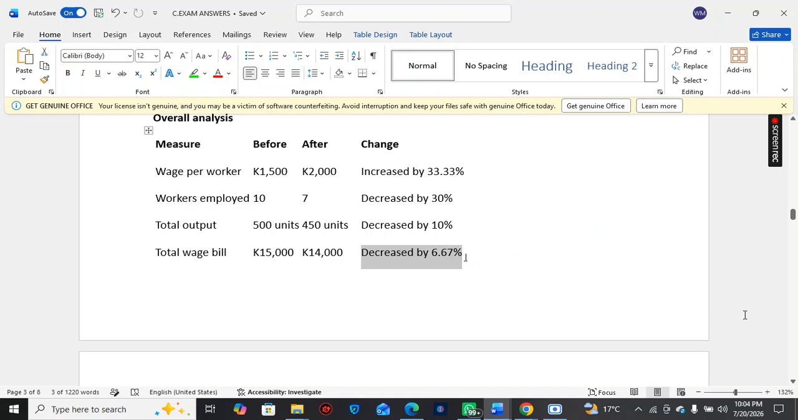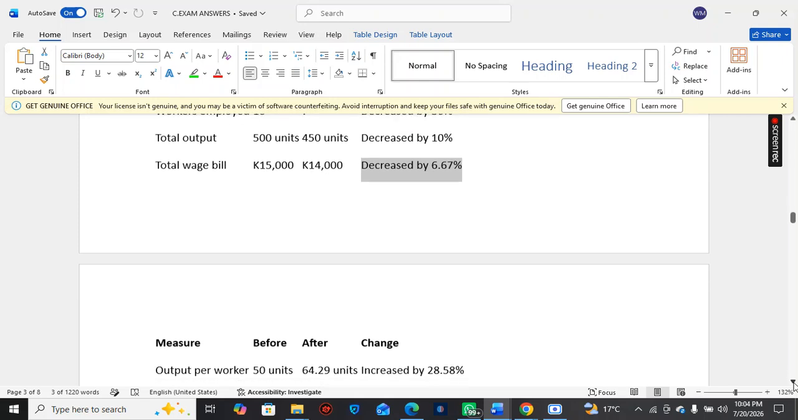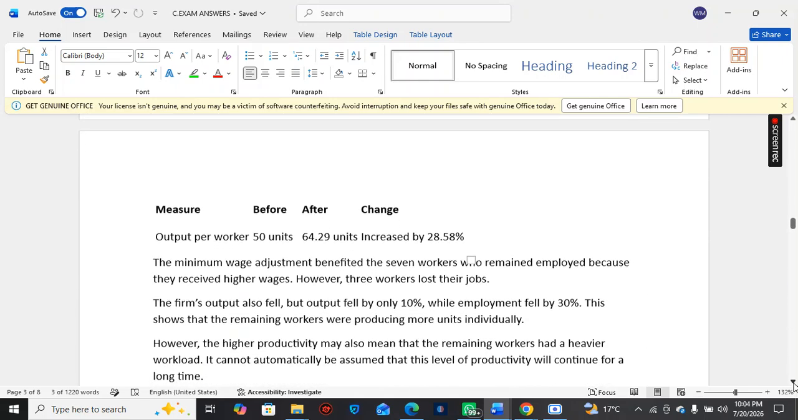That's how you answer the question. You include these percent increments and decrements. But overall, these are the main things that happened. Employment dropped, output dropped, the wages per worker increased, and the wage bill dropped for the company.